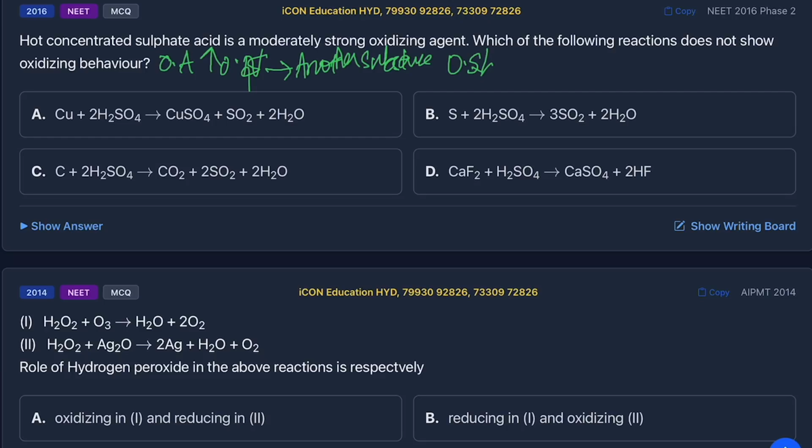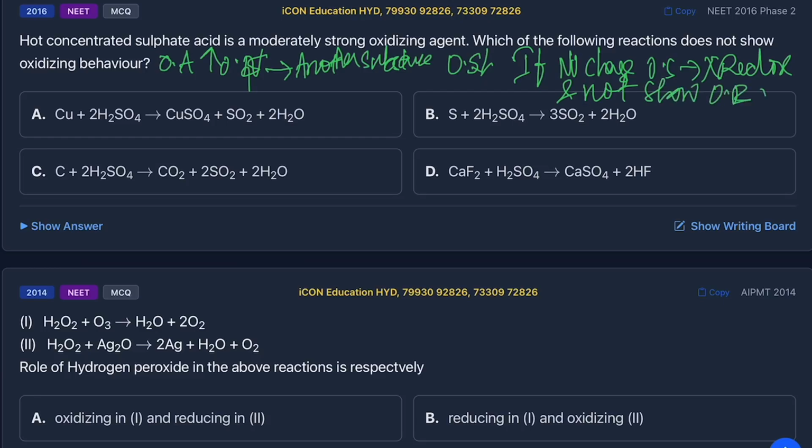If there is no change in oxidation state, the reaction is not a redox reaction, and it does not show oxidizing behavior either.